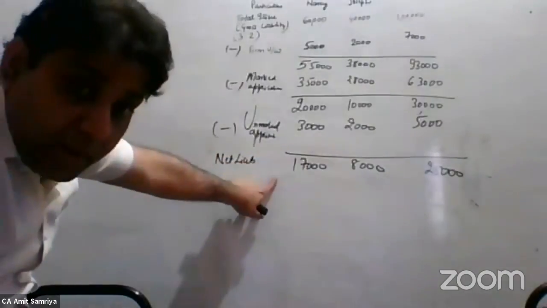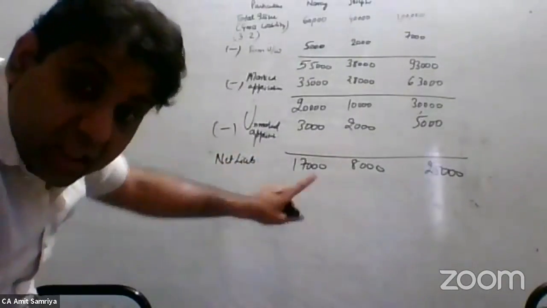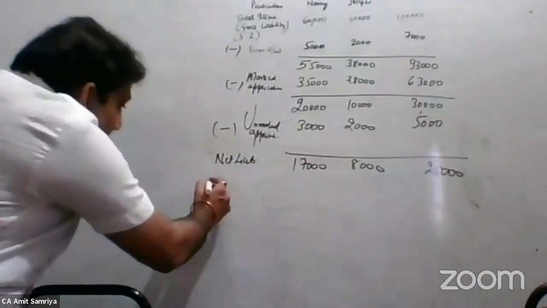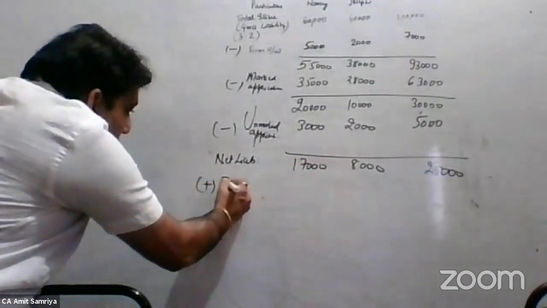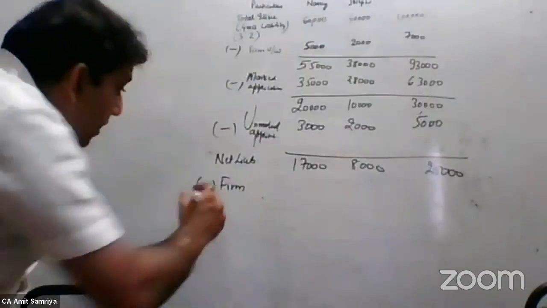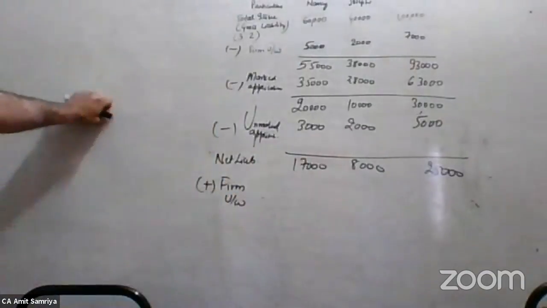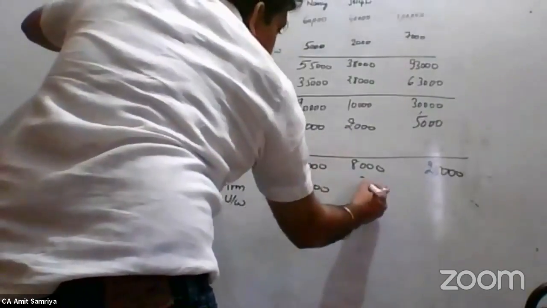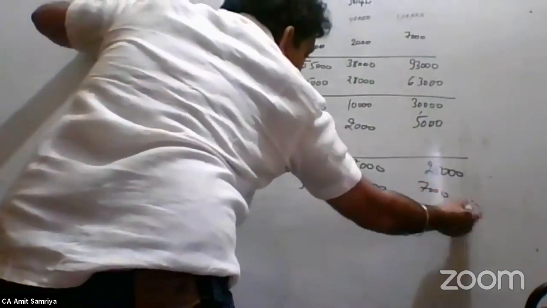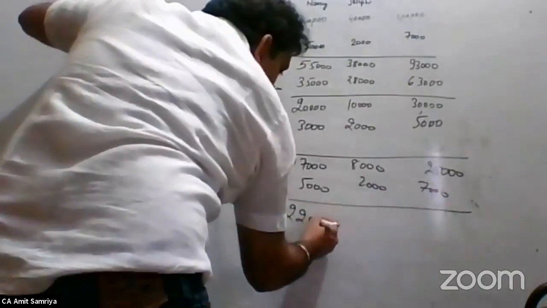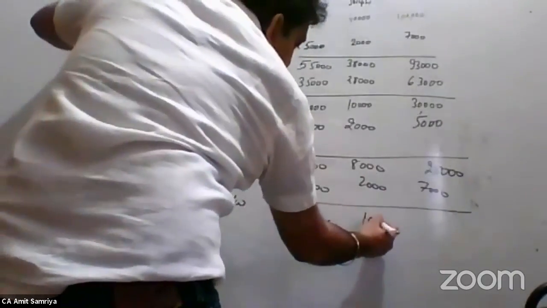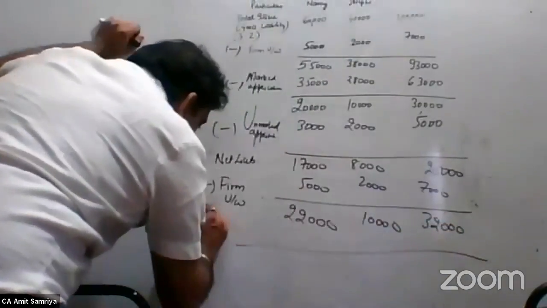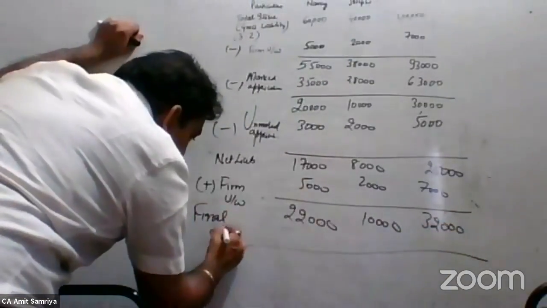But this is the liability excluding firm underwriting. Excluding firm underwriting, Nancy has to buy 17 and Joseph has to buy 8. Then after that, if we calculate total liability, firm underwriting is added back, and it is 5,000 and it is 2,000. Total is 7,000. So 22,000 shares including firm underwriting, 10,000 shares including firm underwriting, and 32,000 shares including firm underwriting is the final liability.